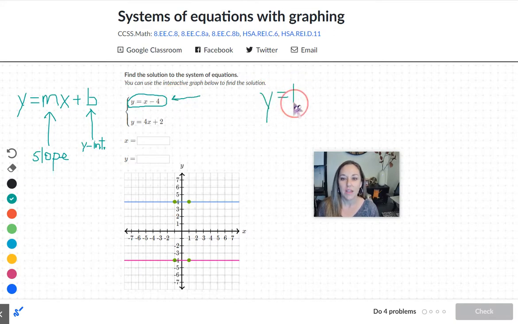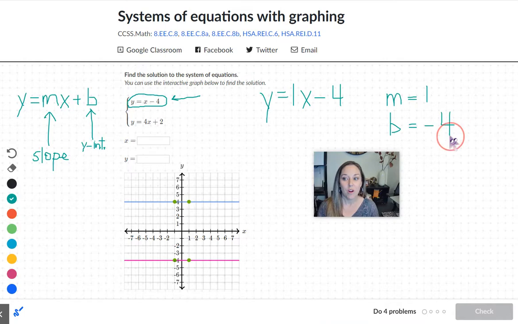And I want you to tell me, I'm going to put a 1x in front of it, because if there is no number in front of the x, then it's an invisible 1. So I want you to tell me, what is the slope of this line? And what is the y-intercept of this line? Okay, so the slope is 1, because that's the number in front of the x, and the y-intercept is negative 4. You can find that right here.